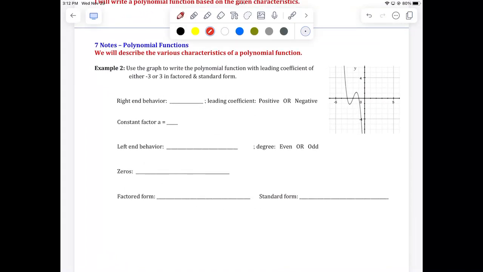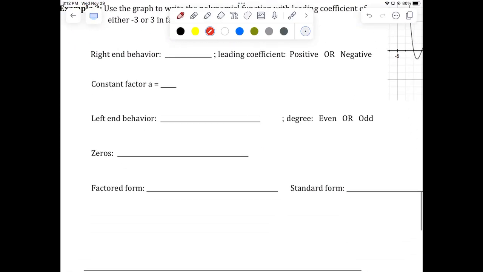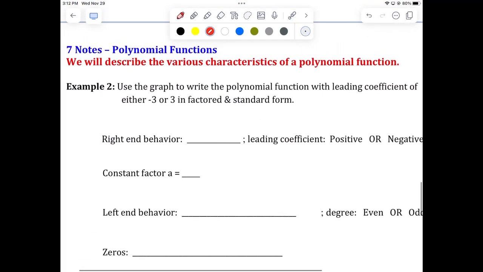Doing something slightly different here. Use the graph at the right now to write the polynomial function whose leading coefficient is either -3 or 3 in factored and standard form. All right, so it's telling us that we're going to walk away at the bottom here with an equation in factored form and in standard form, and the leading coefficient is one of those two numbers, either -3 or 3.